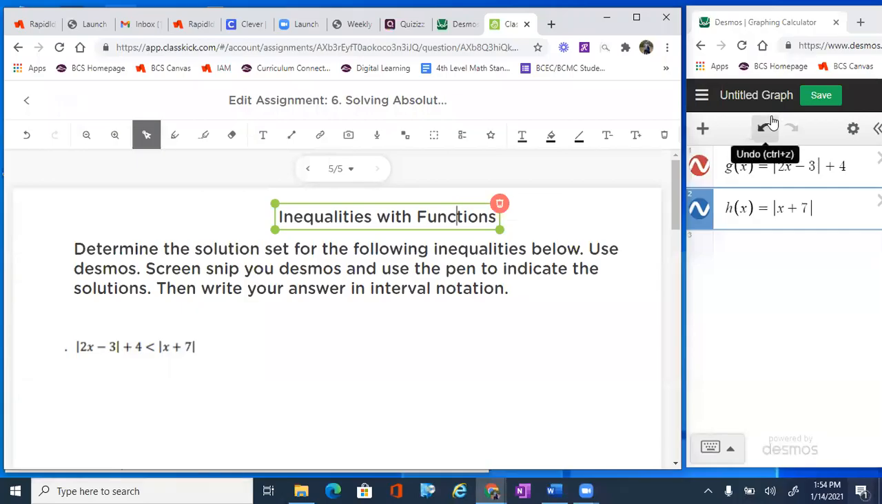All right, guys, we're going to be looking at inequalities with functions today. What we're going to do is determine the solution set for the following inequalities. We're going to use Desmos. We're going to screen snip this Desmos in, and then we're going to write our answer in interval notation.